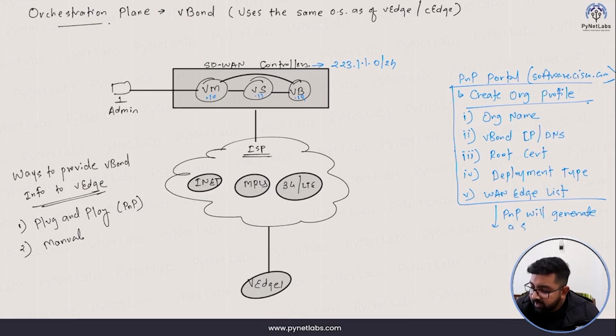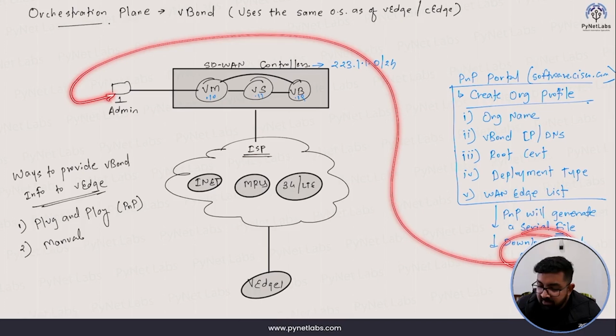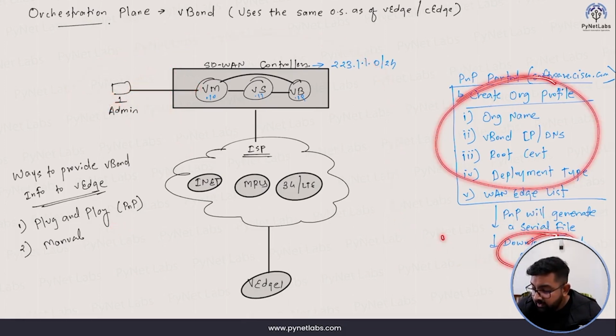Once you upload all that detail, the PNP portal will generate a serial file, and you can then download that serial file. After you download that serial file, mostly onto the admin machine, you log in to the vManager GUI and upload the serial file. That's one way.